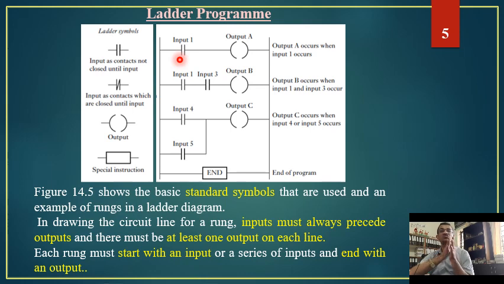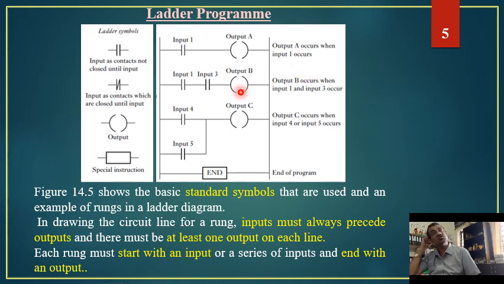In order to close that particular normally open switch, we have to send a signal. So normally the PLC sends a signal. Whenever the PLC sends a signal to this input 1, which is normally open, it closes. Then we say that input 1 has happened or occurred. When input 1 occurs, output A also occurs. So that is the meaning of output A occurs when input 1 occurs.